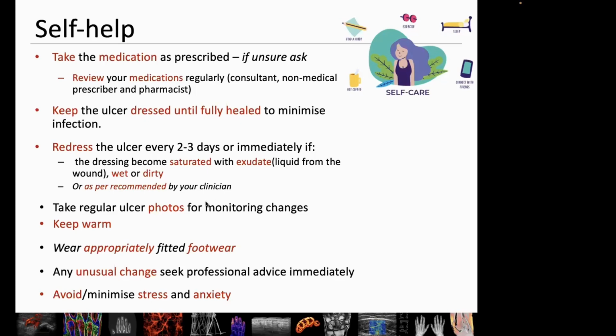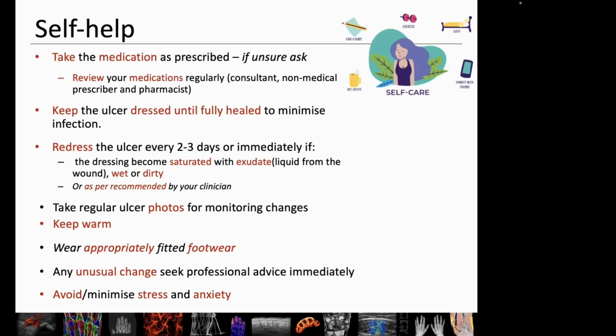And make sure that you keep the ulcer dressed until the end, until it's completely healed. That way, we're avoiding any infection, because an opening is where anything can go in. Change the dressings every 2 to 3 days. Sometimes the dressings say you can leave it on for 5 days, and yes, that's true. But every 2 to 3 days, the reason is because I like you to check how the ulcer is progressing. Is it getting worse? Is it getting better? Also, you get a chance to clean the ulcer and then you redress it.